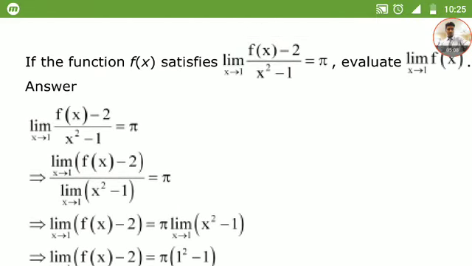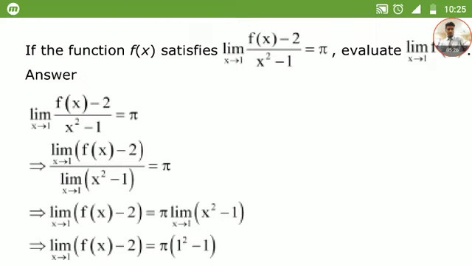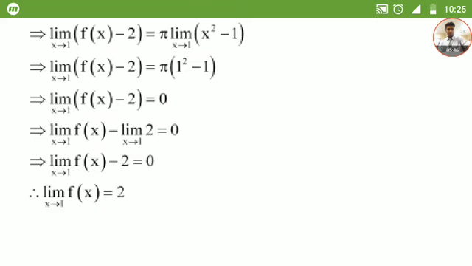If the function satisfies this condition, which has been given to you, evaluate the limit as x tends to 1 of f of x. You simply substitute the value of f of x out here first, and they have given you it as equal to 1. You separate this thing and put it on the RHS. Simple basic algebraic calculations are to be done out here. So after putting in these values, your limit as x tends to 1 of f of x will come out to be 2. Clear?